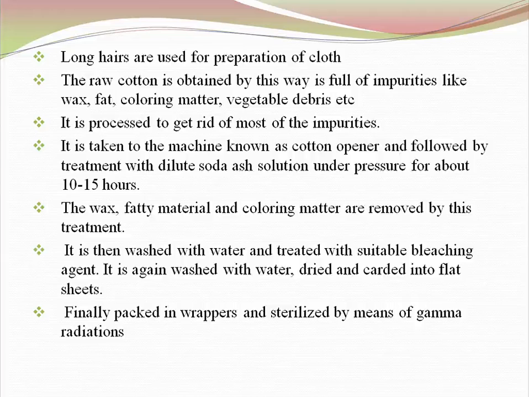We have to process it with dilute soda solution for about 10 to 15 hours. After that, the wax, fatty matters, and coloring matter are removed. It is then finally treated with water and bleaching agent. Then the absorbent cotton which is made is sterilized by means of gamma radiation and then packed.